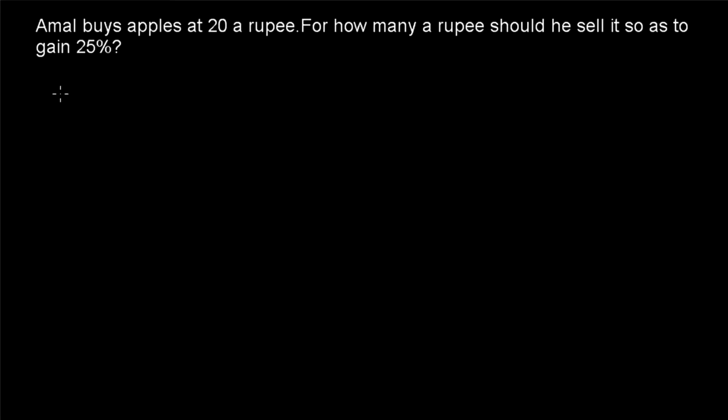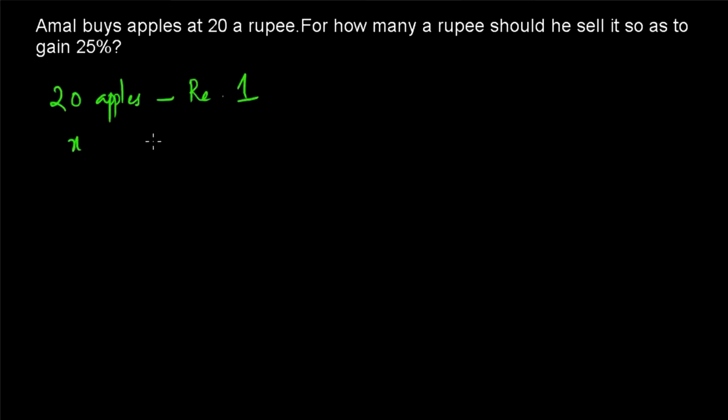Today's question is, Amal buys apples at 20 rupee. For how many rupees should he sell it so as to gain 25%? So what's the given question? Amal is buying apples at 20 rupee. So 20 apples he is buying for 1 rupee. And for how many rupees? We don't know. So let it be X.